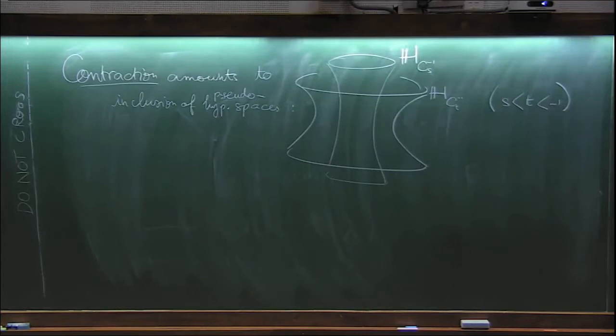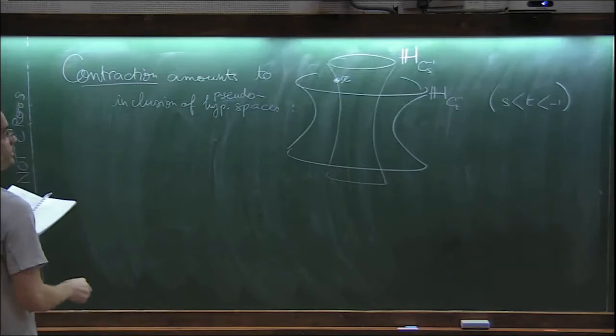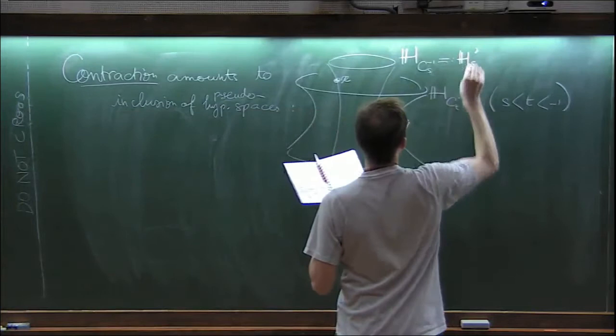So what do you do in order to check this? Well, you can check this differentially. You pick a point here on the boundary of H. Let's just call this HS prime.